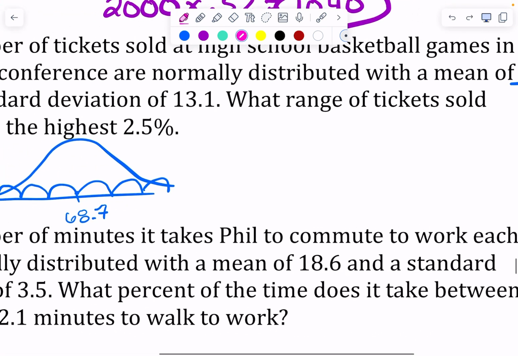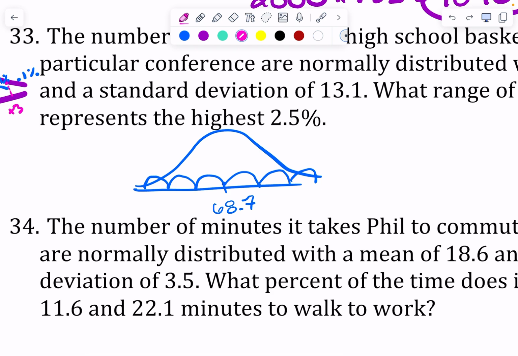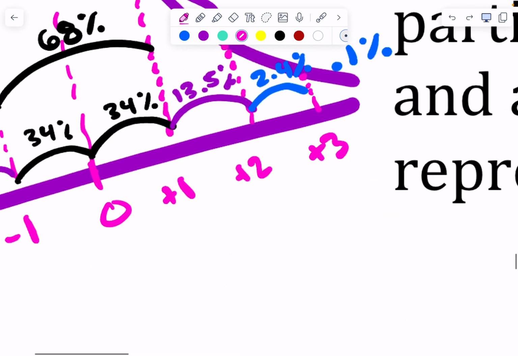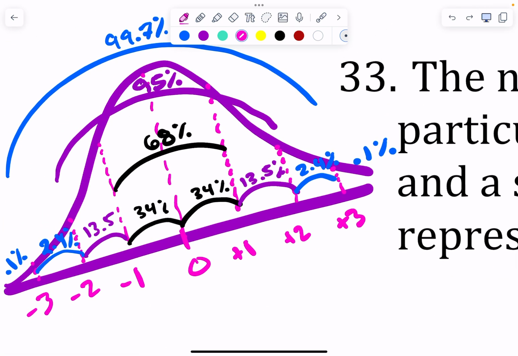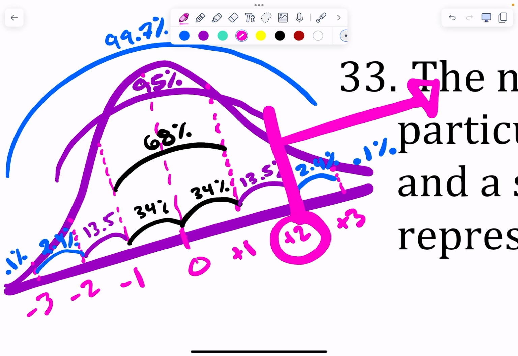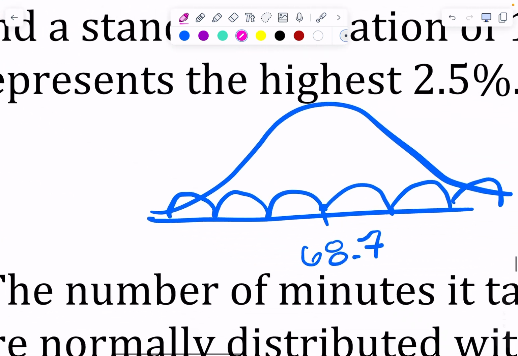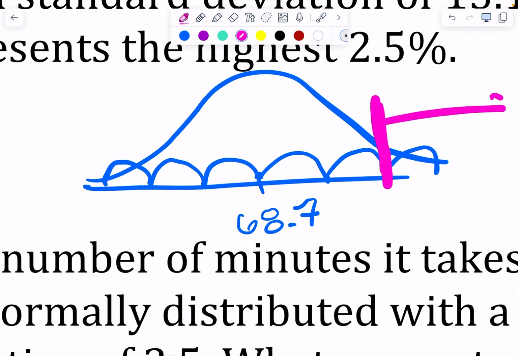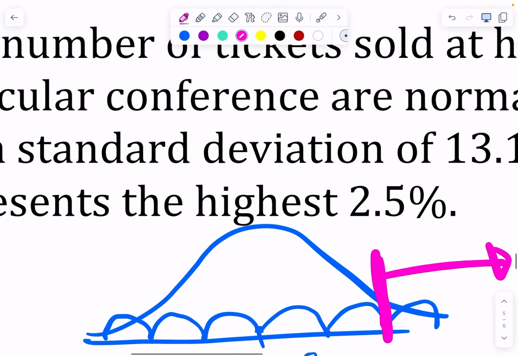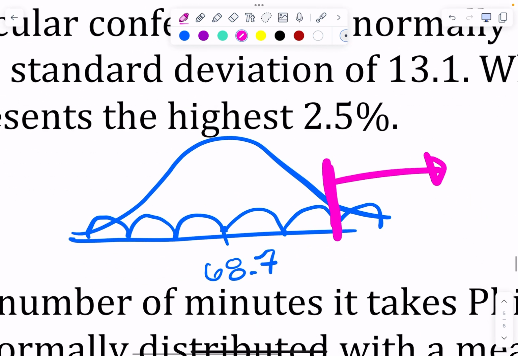What range of tickets sold represents the highest 2.5%? Do you see where the highest 2.5% is? Everybody from here and up. How many standard deviations is that? 2. I need to add that 13.1 twice, right? That's that 2 cutoff mark. It is this point and above. So if I take 68.7 and I add 13.1, I get 81.8. If I add it again, I get 94.9.